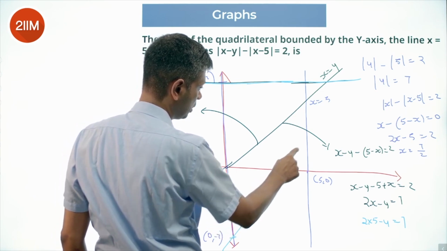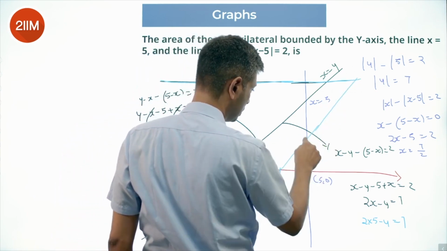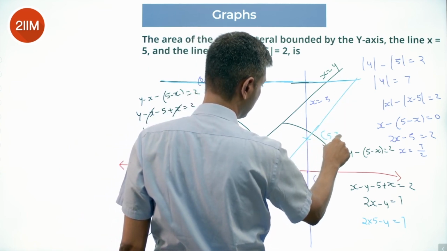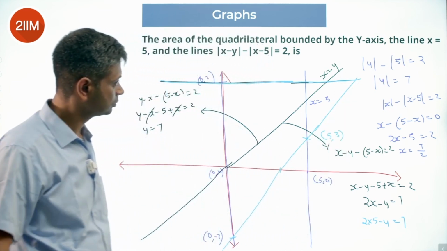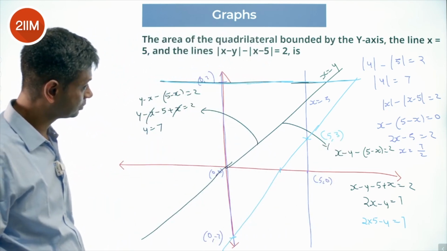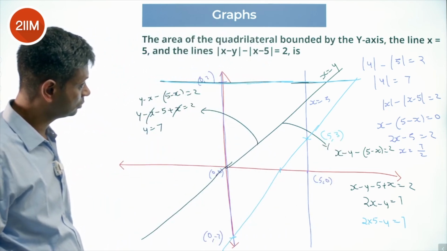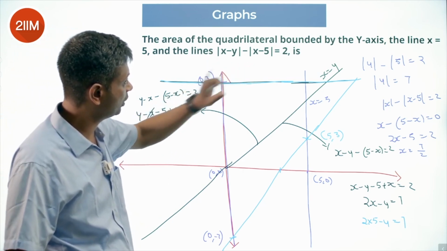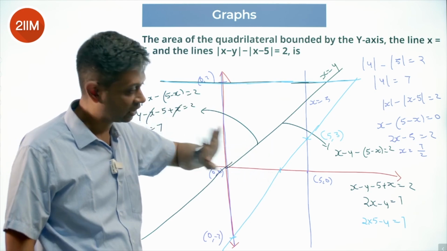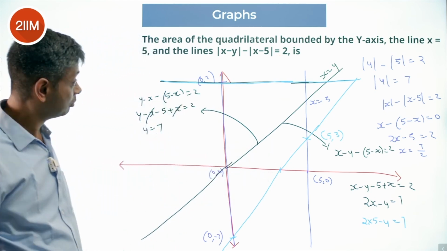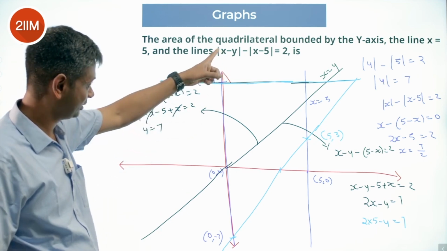y equal to 3 at a point 5, 3. Put x equal to 5. This goes to 0. Modulus of 5 minus y is 2. It will cut at 7 and it will cut at 3. So we want to find the area of this region bounded by this graph.